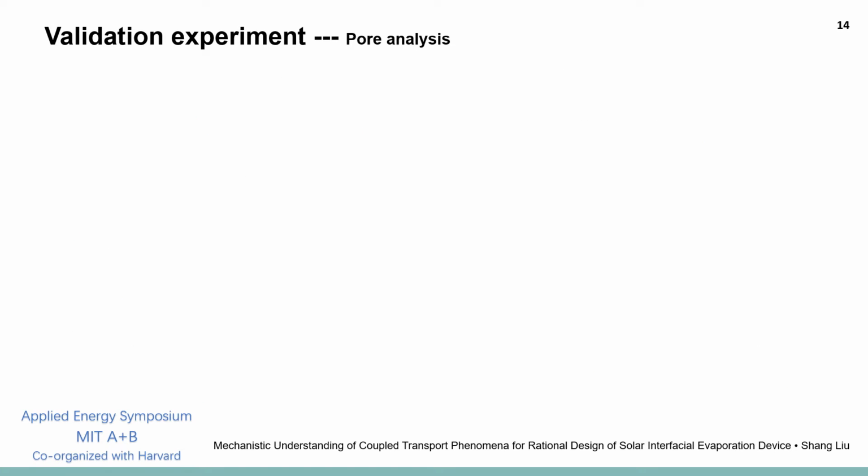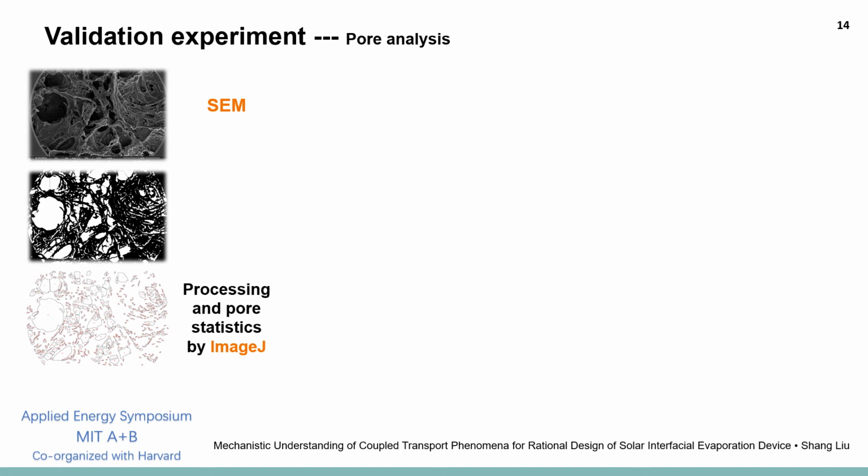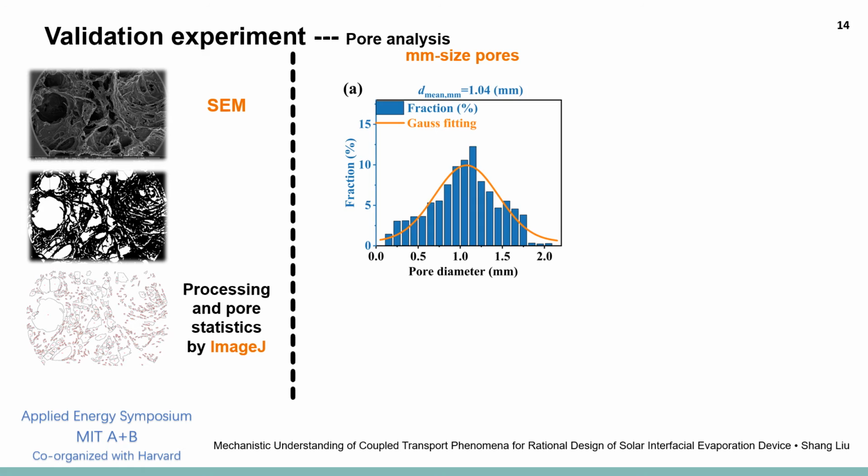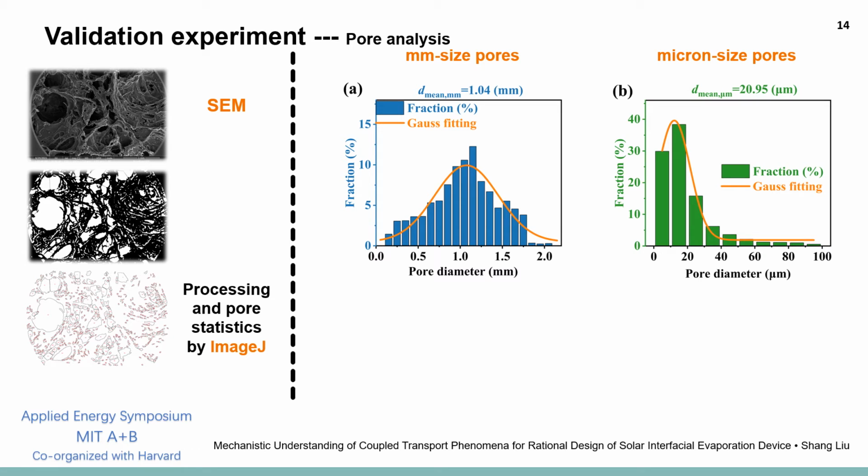Then we measured various parameters, for example the pore size distribution, which was obtained by processing SEM pictures with imaging software. As we can see, there are dual scales of pore size in the cellulose sponge, which are millimeter and micro-sized pores.